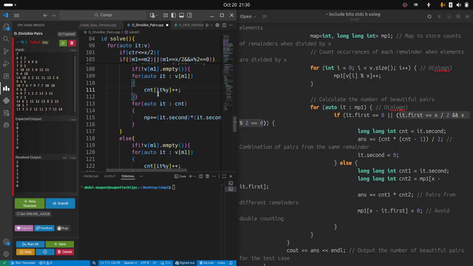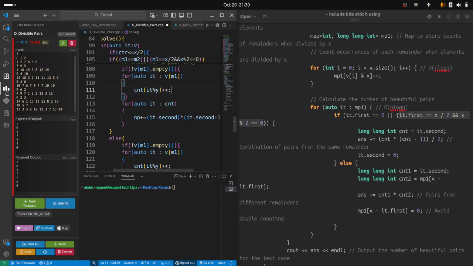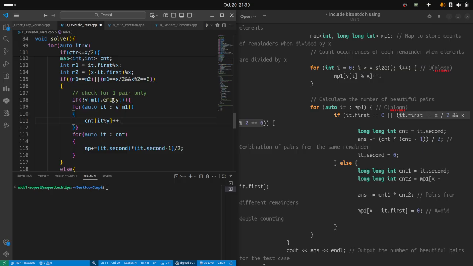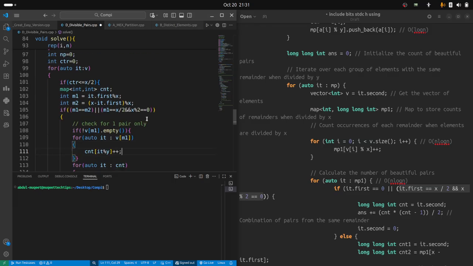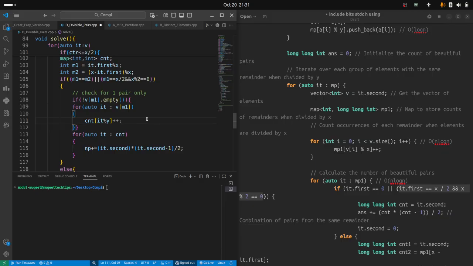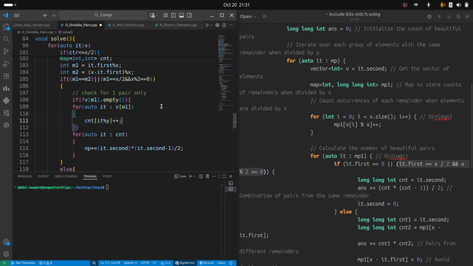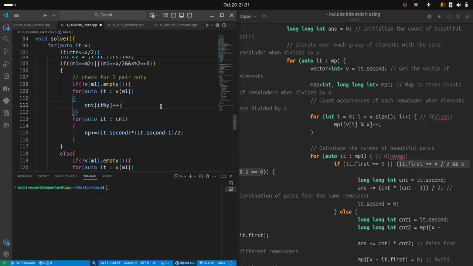Okay, this condition is failing maybe. Minus 1 by 2. And count is equal to IT dot second. No, what is IT? IT is being done in MP1. MP1, MP1. Okay, where is IT? Okay, for every count, I'm counting the number of pairs.